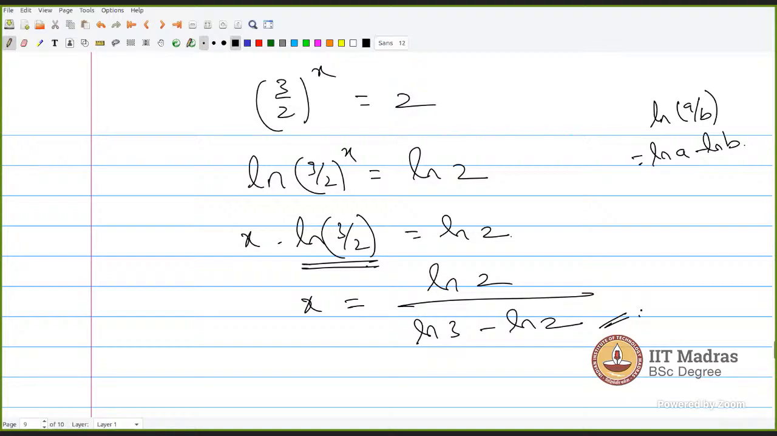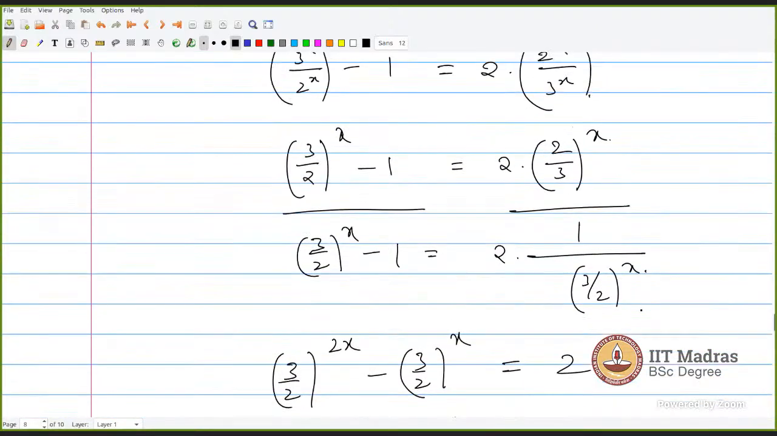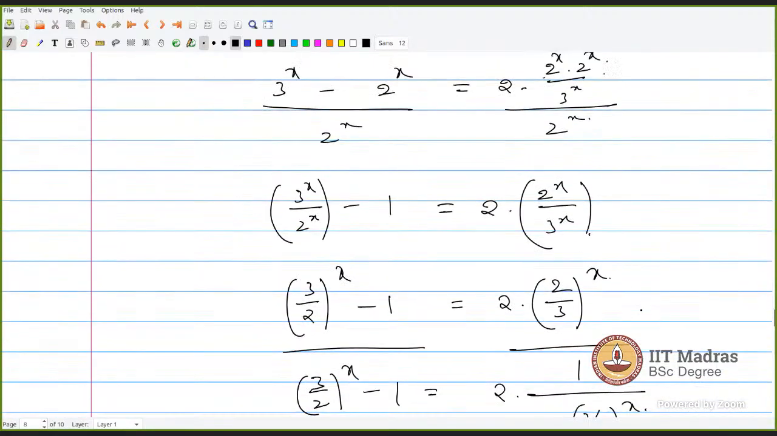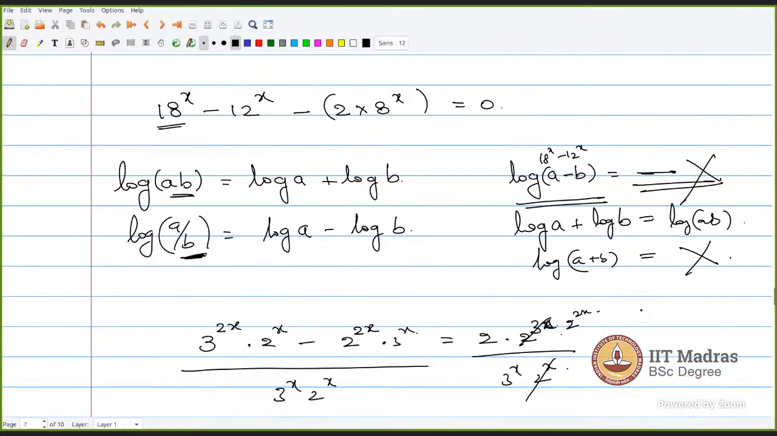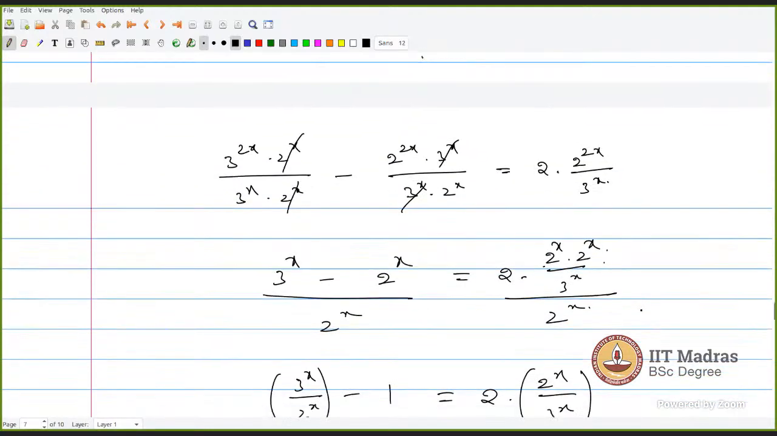Excuse me, can you go up, because I was lost in between. Can you stop here? 3 by 2 power x minus 1. How did we get this step? After that, I just divided it. See, what I did is simply I simplified this 18 power x, 12 power x, and 8 power x into their bases.